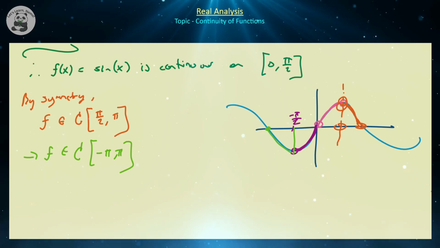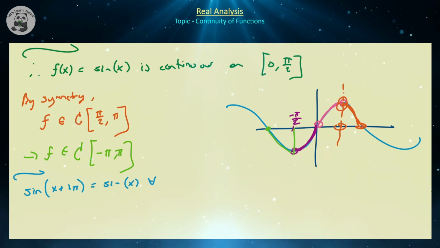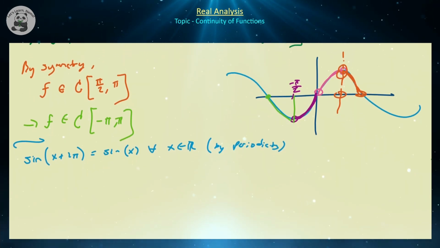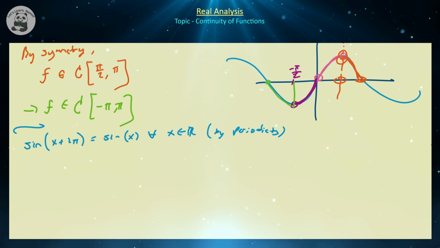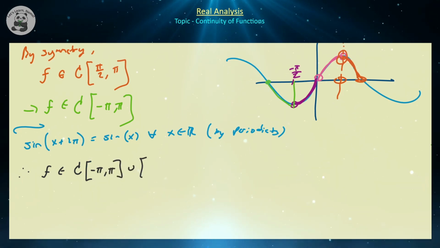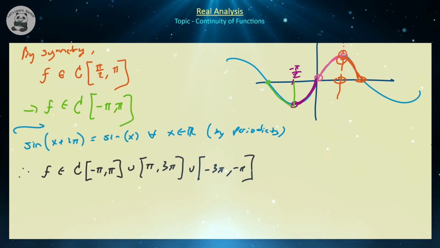And how can we get the rest of the entire real line? Well, we know that the function sine is periodic. So we know that the sine of x plus 2 pi is going to be equal to the sine of x. And that's going to be true for all x in the set of reals, and that's by periodicity of the sine function. And the same can also be said for the cosine function. So that means that f is continuous on the interval minus pi to pi, union pi to 3 pi. So that's the next cycle on the right. And we also have minus 3 pi to minus pi. So that's the next interval on the left, and so on.